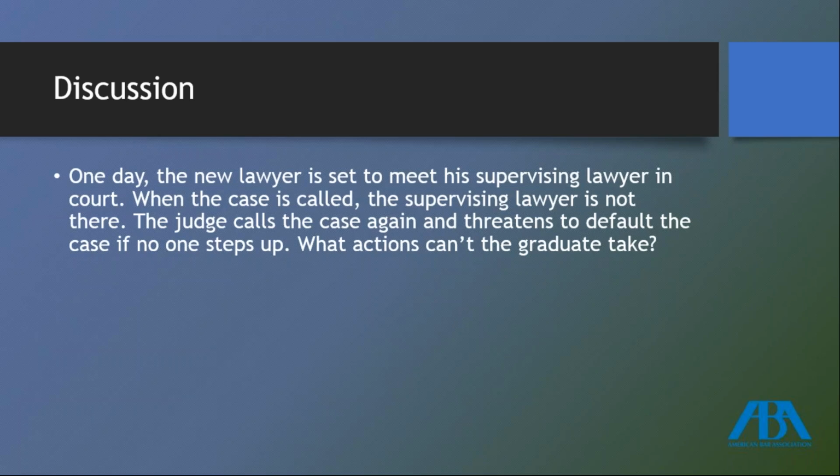Really at that point, the most that the graduate could do would be to speak with the judge, let the judge know about his or her status, that they're unlicensed, they're a graduate, and let the judge know that the supervising lawyer is not there, and perhaps ask if the court will give them a brief recess to reach out and try to find the supervising lawyer or some other lawyer from the law firm or from the office that can appear.